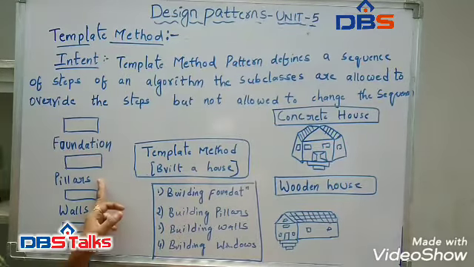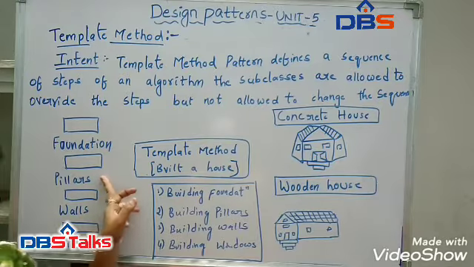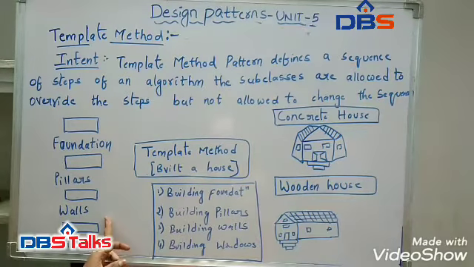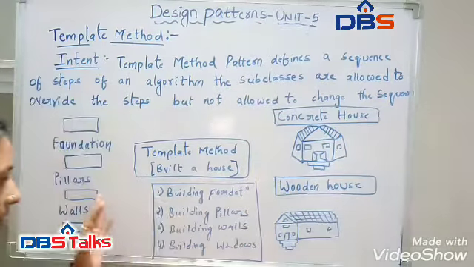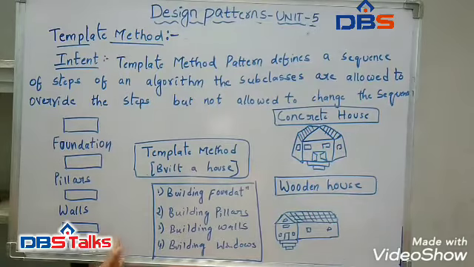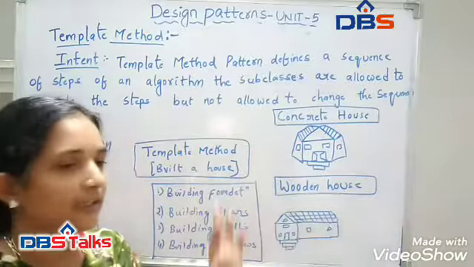The next step is to build pillars. In the third step we build walls. In the fourth step we build windows. This is how we follow the steps. Depending on this sequence of steps, we have a procedure, and we have to follow those steps in order to build a concrete house.